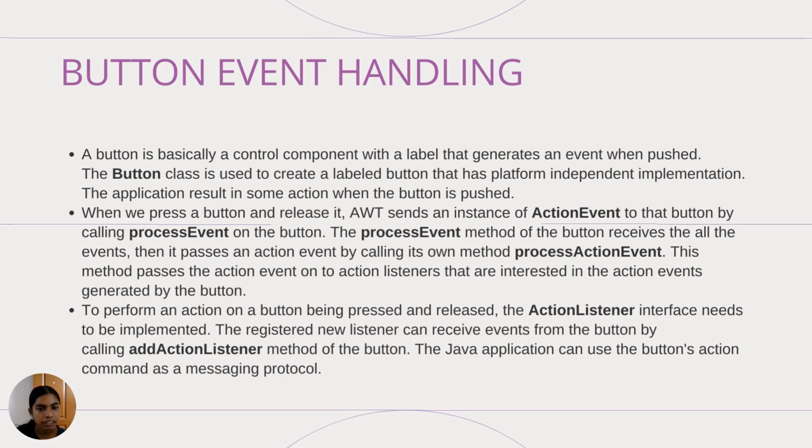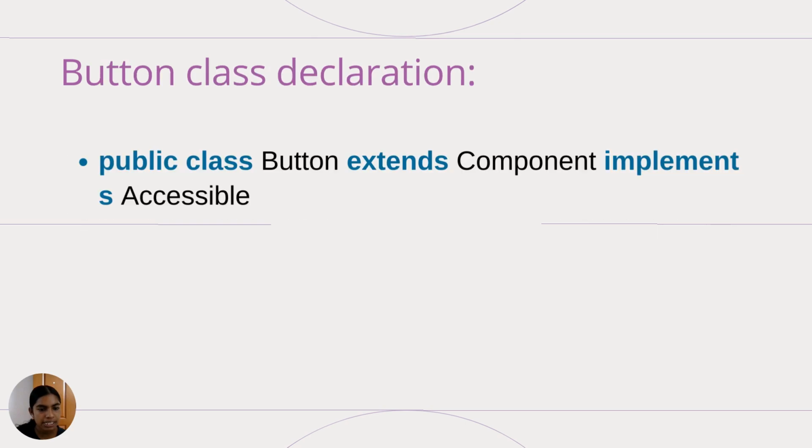The processEvent method of the button receives all the events, then it passes an action event by calling its own method processActionEvent. This method passes the action event to the action listeners that are interested in the action events generated by the button. To perform an action on a button being pressed and released, the ActionListener interface needs to be implemented. The registered new listener can receive events from the button by calling the addActionListener method of the button. The Java application can use the button's action command as a messaging protocol.